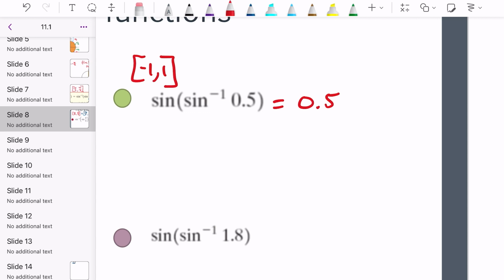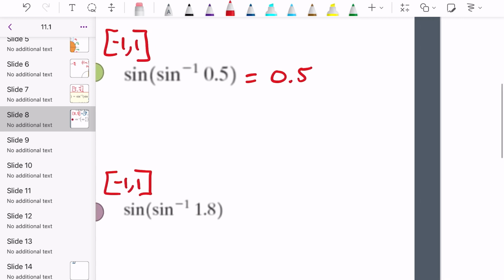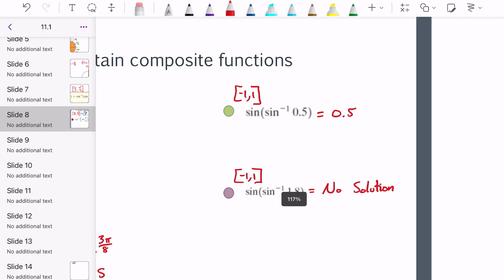Let's take a look at the next problem. In this problem, we have sine on the outside, which means we're going from a range of negative 1 to 1. And since 1.8 falls outside of our range of negative 1 to positive 1, this answer would actually be no solution. So here we're looking at 3 possibilities of different answers.